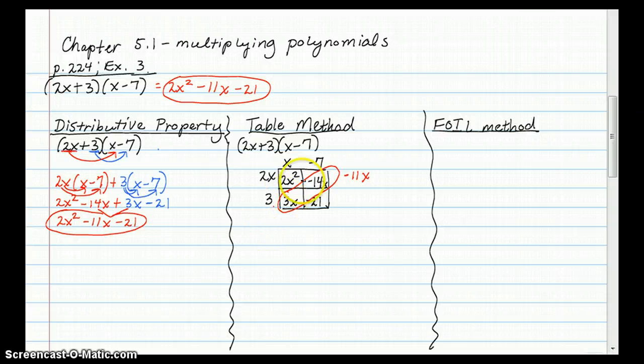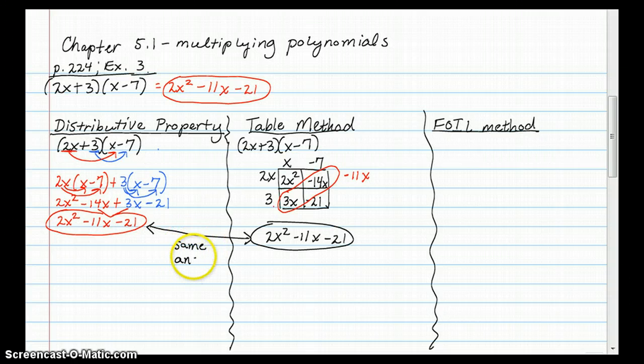So you end up with, inside the area, 2x squared. Remember, this is the area model of multiplication I'm kind of showing you here. And then you have minus 11x, and then minus 21. Exact same answer as you have here. So these are the same. Same answer, different method. So you're having some choices about what you're going to use.